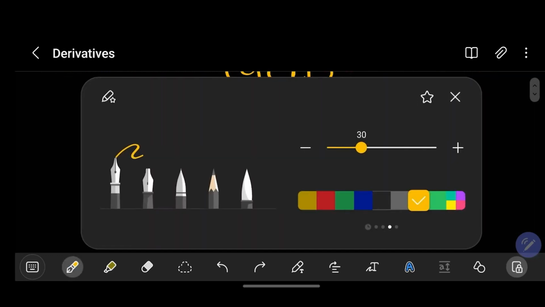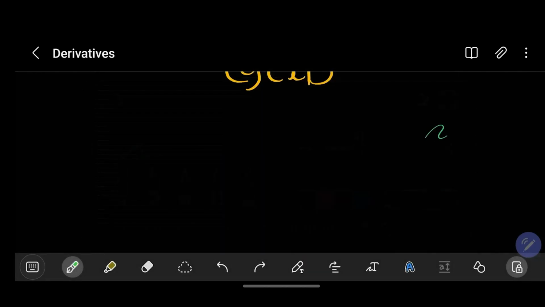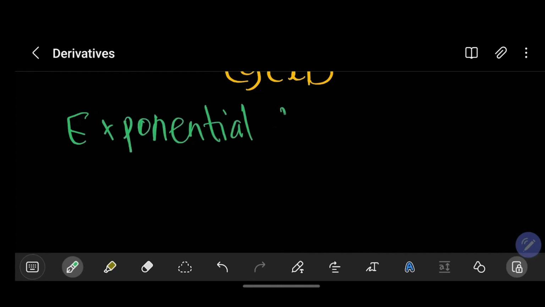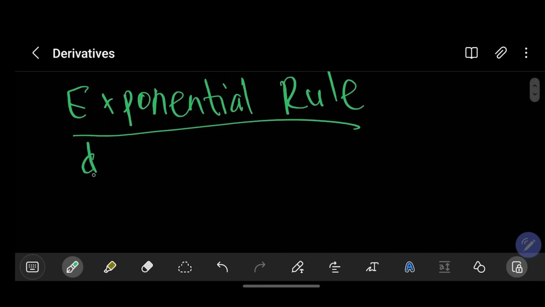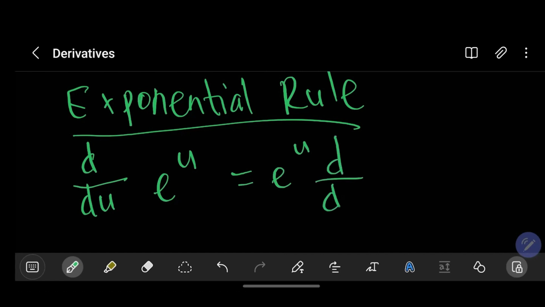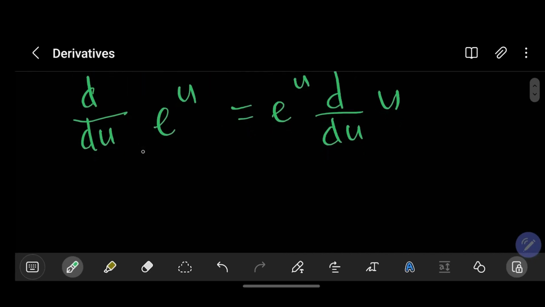The last rule I want to show you is quite an easy one, the exponential rule. The exponential rule basically says if you have d/du of e to the u, that's e to the u, and then you find the derivative of u. Quite simple, right? However, there is another case that you need to remember, which is what if we don't have the exponential part of this, which is the e?